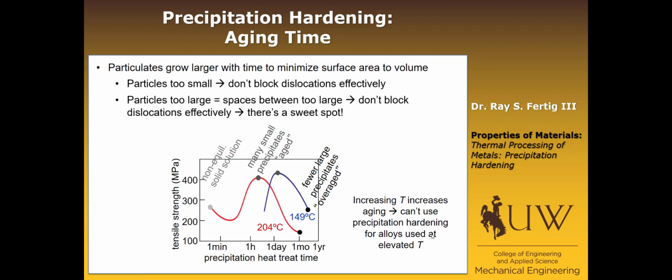So the upshot here is that increasing the temperature obviously increases the aging, and the other thing is that you can't use any sort of precipitation hardened alloys at elevated temperature because it causes this overaged state. So that pretty much sums up what you need to know about precipitation hardening, at least for the purposes of this class.